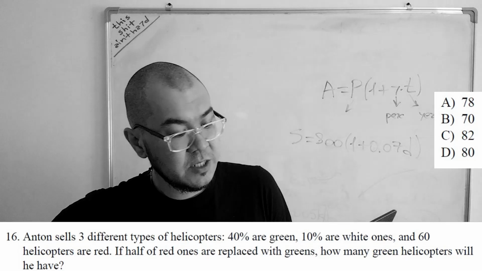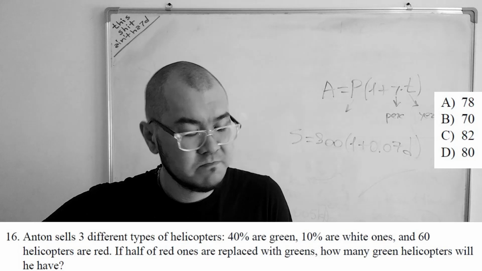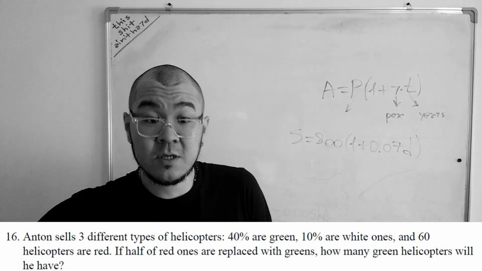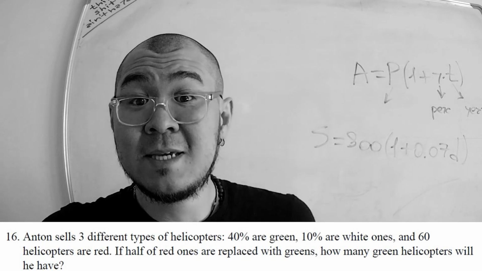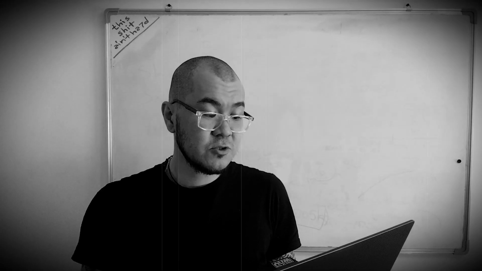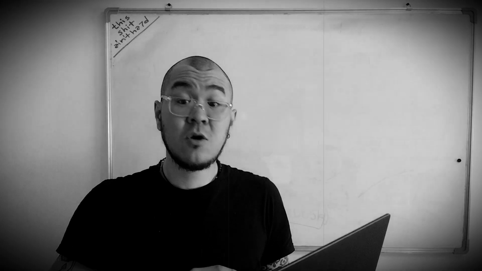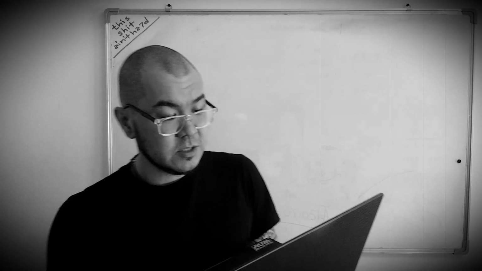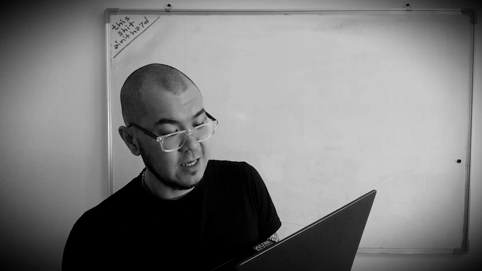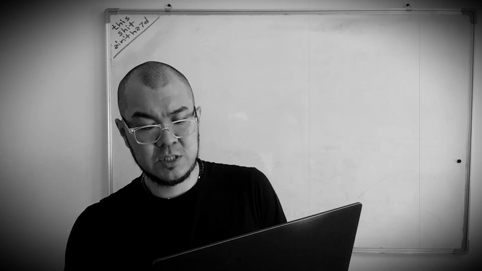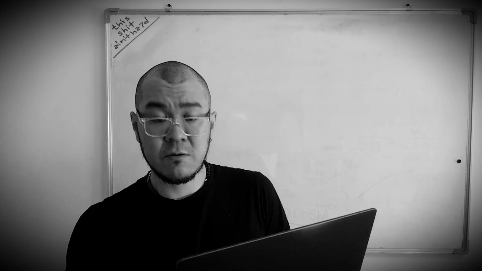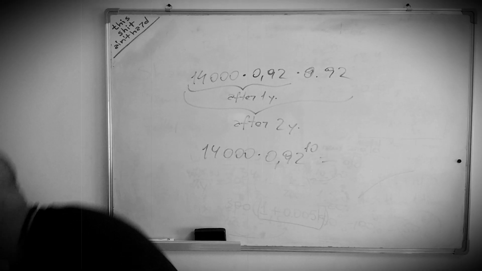Anton sells 3 different types of helicopters. Anton is a businessman. Number 14. Due to baldness, a trichologist told Alexei that he will lose 8% of his hair every year. Bad news for Alexei.